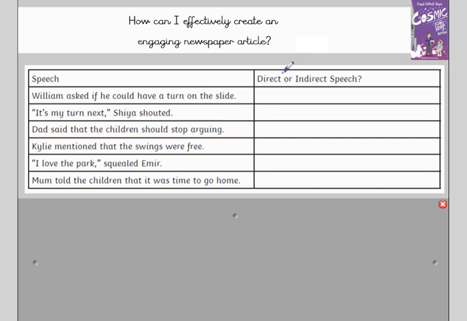Remember, direct is where we need to use inverted commas, it says exactly what they're saying, and indirect is where they're just summarizing. So they might not say it word for word, it might not be exactly how he or they said it. So have a little look. You could just put a D or an I in those if you want. So have a look there. Pause the video and have a go.